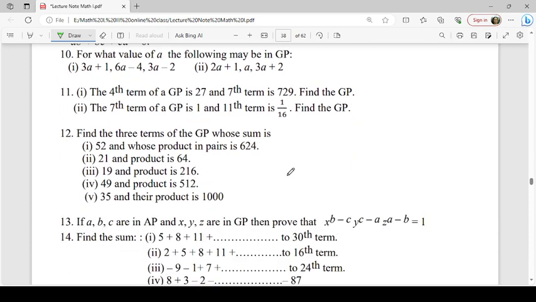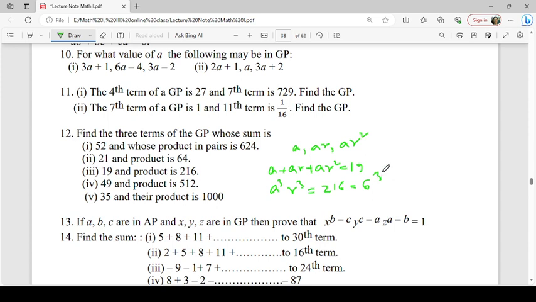Now find the three terms. So we assume the three terms are A/R, A, AR. If we consider this, then the sum is 19, A/R plus A plus AR is 19, and their product is 216. Product means A cube is equal to 216, which is equal to 6 cube.